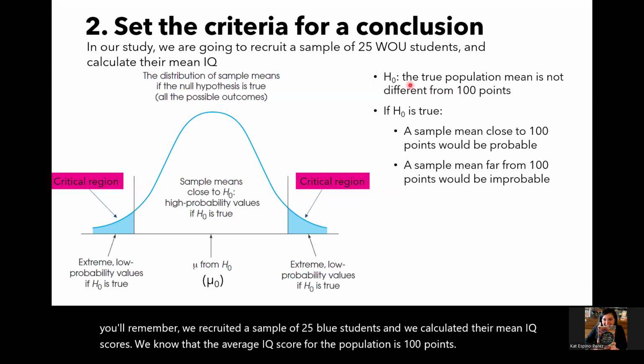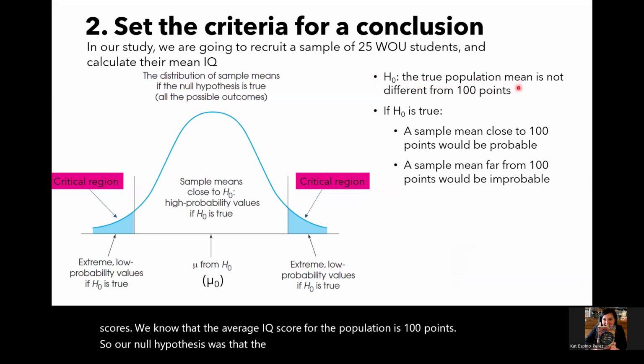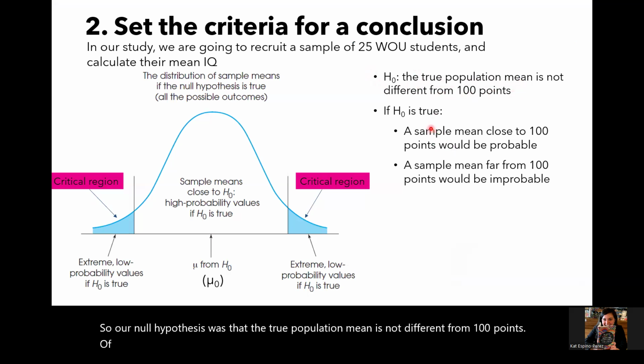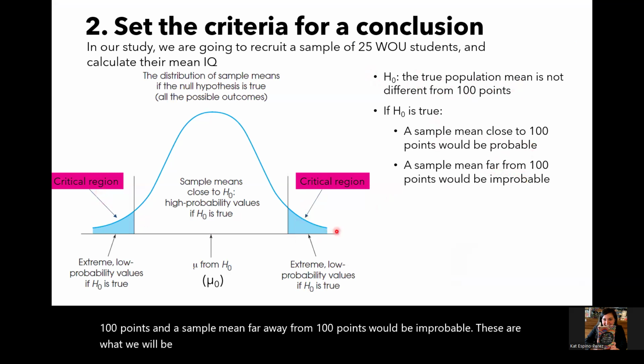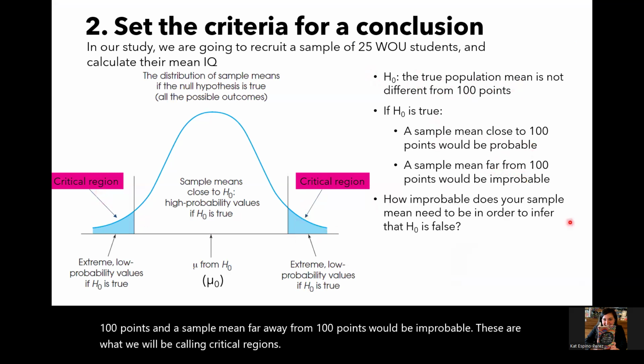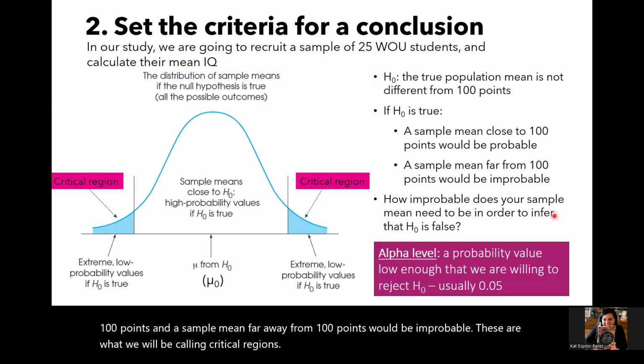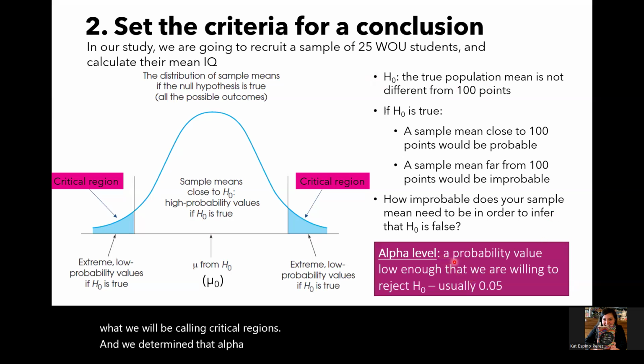So our null hypothesis was that the true population mean is not different from 100 points for WU students. And if the null hypothesis is true, then the sample mean would be close to 100 points, and a sample mean far away from 100 points would be improbable. These are what we will be calling critical regions. And we determined an alpha level of 0.05. That's usually what we use in psychological studies.